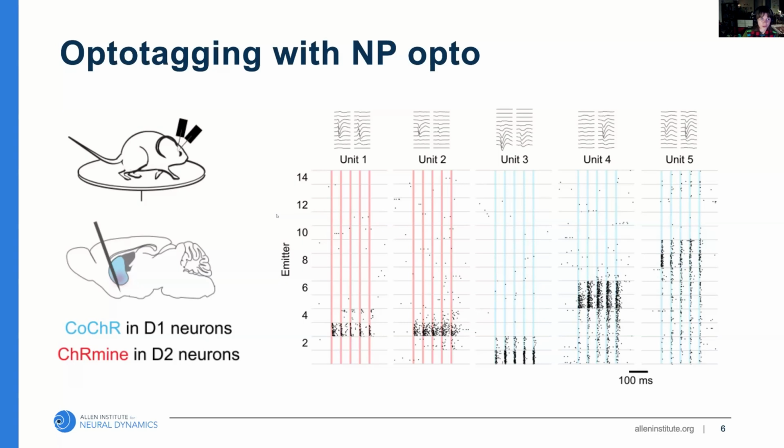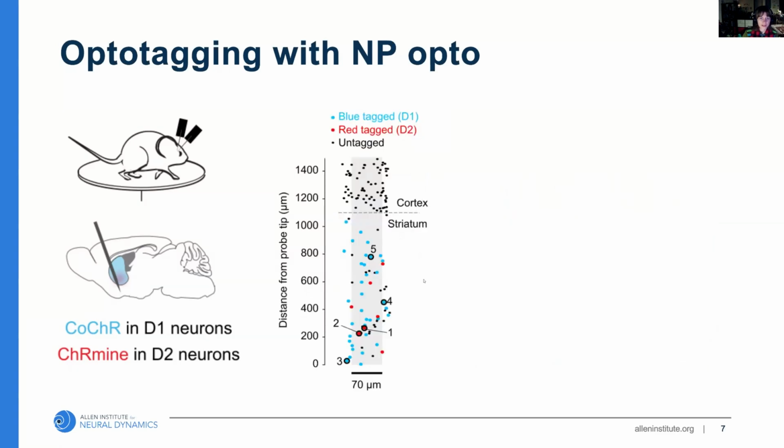And in fact, in this particular experiment, we found that of the portion of the probe that is in striatum, we were able to assign a cell type to the majority of the units that we recorded. So here I'm plotting by depth along the probe every unit passing quality control that we recorded in the session. And of the portion of the probe that was in dorsal striatum, you can see the majority of these have a cell type label assigned to them based on their responses to the laser.